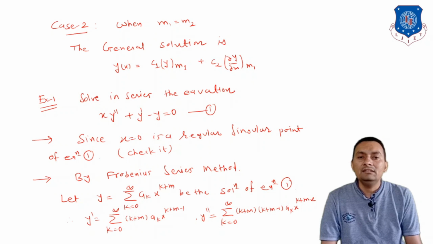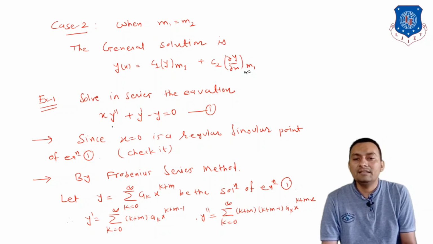m equal to m1, these are the indicial roots of this particular indicial equation, and if you are going to get its solution, it is c1 y at m equal to m1 plus c2 del y by del m, and particularly we will replace m with m1. So how to proceed with that, we are going to understand with a particular equation.